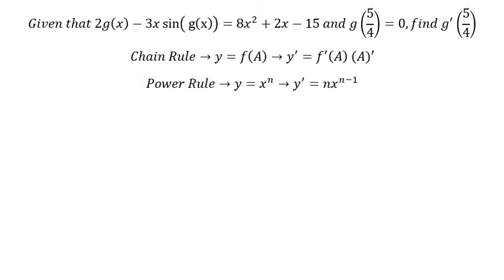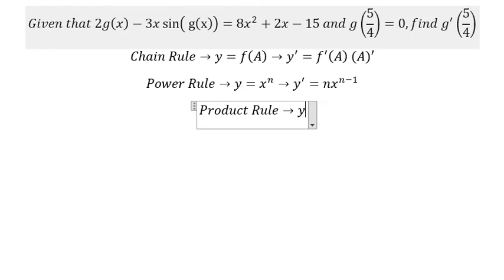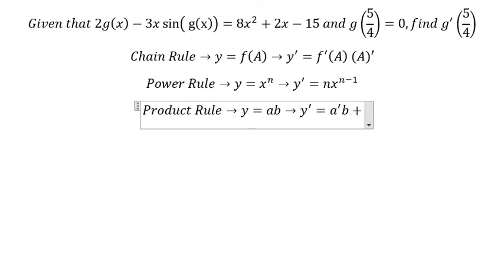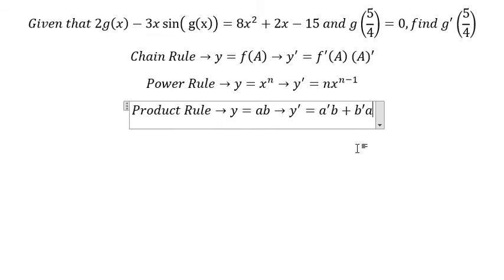The next one is the product rule. We have y equals a b. If we take the derivative of this, we do the derivative of a multiplied by b, plus the derivative of b multiplied by a.